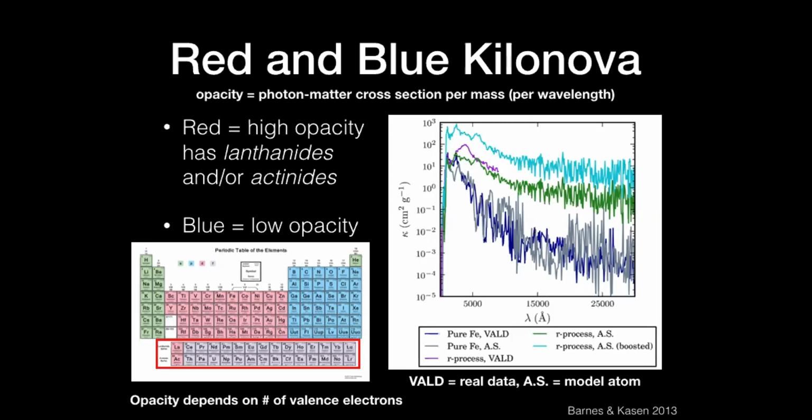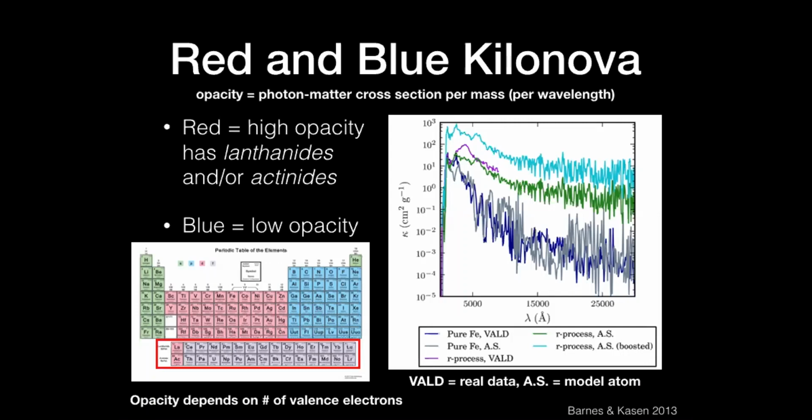And on the right over there is actually a calculation of this, where the lanthanides are the green and the cyan lines, and iron is shown in the gray and blue lines. Basically the point is that the opacities are a factor of 100 less for the iron peak elements compared to r-process elements. So this is why lanthanides are so easy to measure inside of the kilonova.